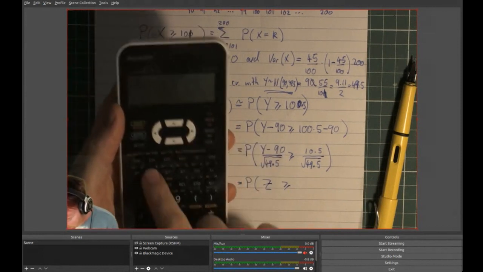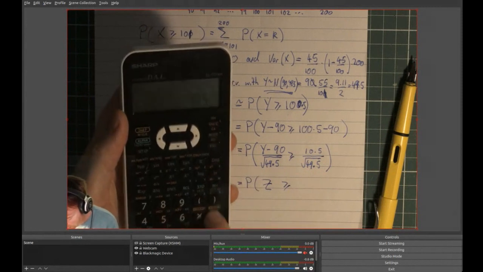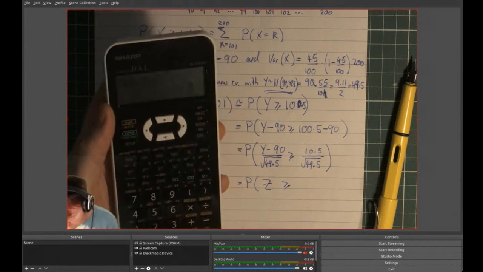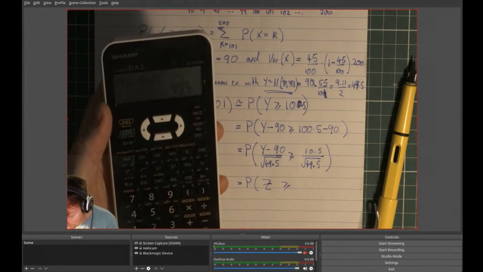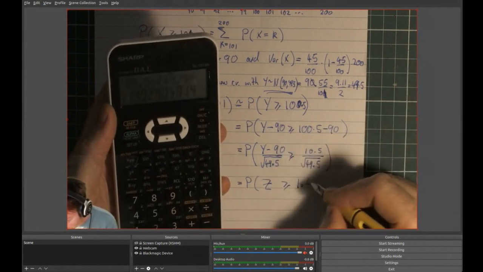10.5 divided by square root of... 49.5 equals 1.49.